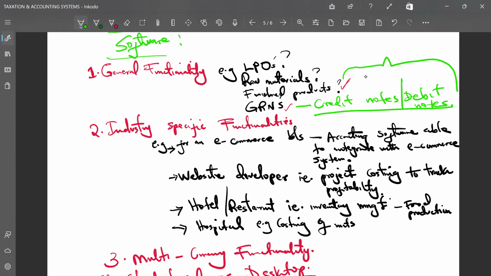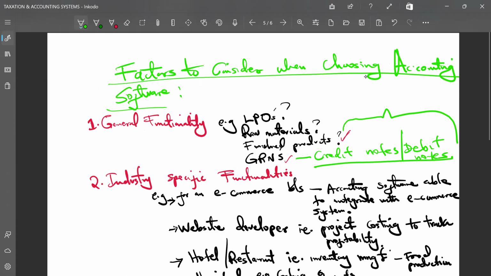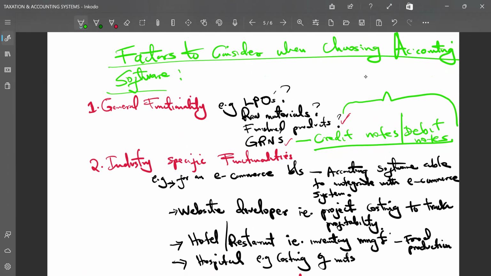And what is the essence? At the end of the day, what are we looking at? I started a discussion with you guys about the objective of an investment and the relationship it has with all these accounting system functionalities that we're talking about. Now, I was talking about credit notes and debit notes. Now, something comes to my mind. And because we are talking about the relationship between an accounting system and tax compliance, I challenge you to test that system you're using right now.